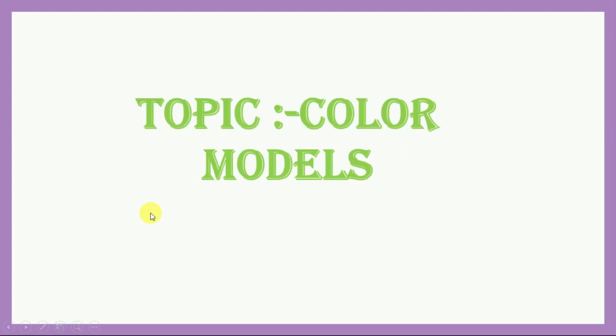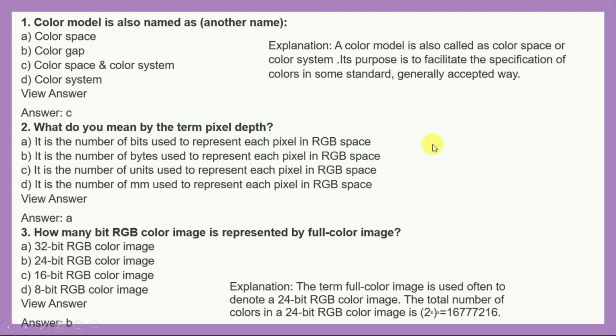Now the next topic is color model. So color model is also named as, answer is option C, that is color space, color system. Now what do you mean by the term pixel depth? So answer is option A, that is it is the number of bits used to represent each pixel in RGB space. Question is, how many bits is an RGB color image represented by in a full color image? So answer is option B, that is 24 bit in RGB color image.